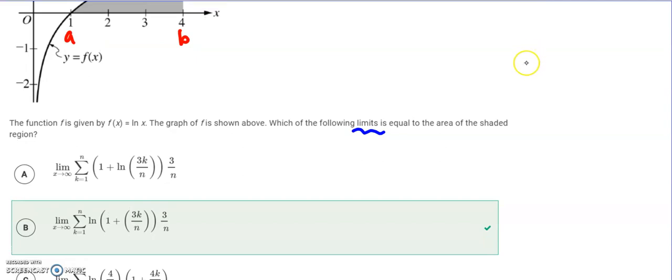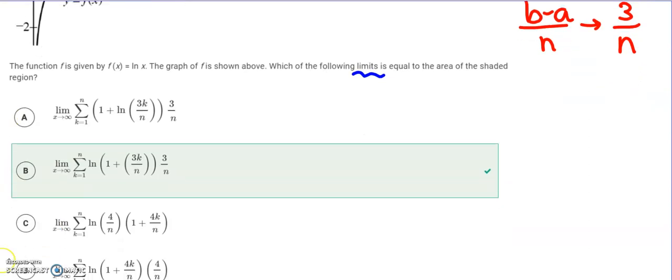So the first thing I would do is I would look for my b minus a over n. B is 4, A is 1, so that's going to be 3 over n. So anything that doesn't have a 3 over n on it is out for now, right? This has something with 1, I don't really even know what that was trying to represent, and this one has 4 over n. We don't want 4, we only want 3 over n. So I'm down to these 2.